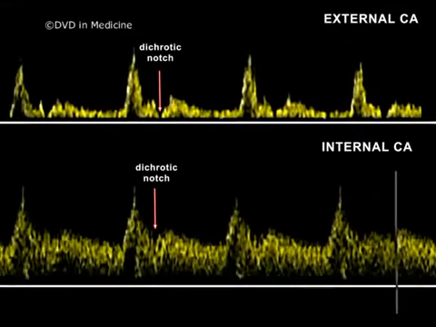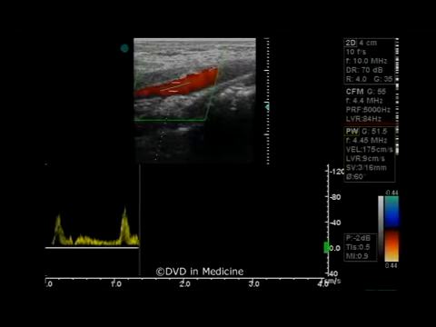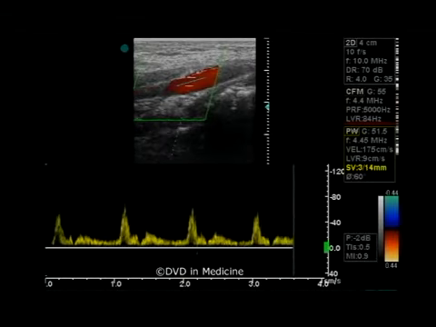In addition, the dicrotic notch of the pulse wave is usually more prominent in the external carotid artery spectrum than in the internal carotid artery spectrum.